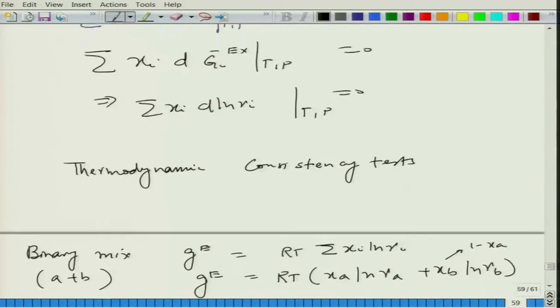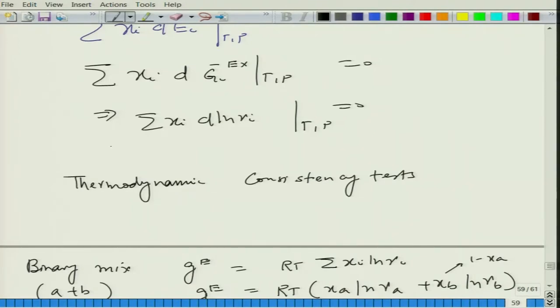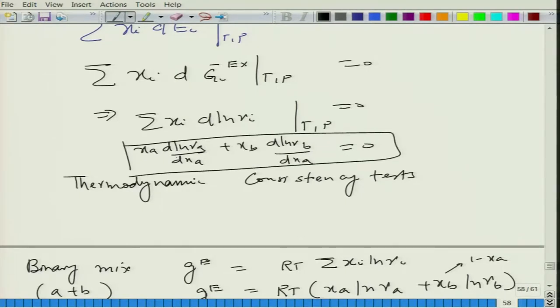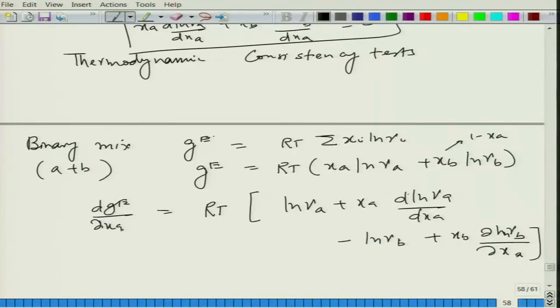Now, this term here tells you the following: if you take this and differentiate with respect to x_A for the binary mixture, this would mean x_A d ln gamma_A by dx_B plus x_B d ln gamma_B by dx_B. So, if you take just a differentiation with respect to x_B, you are going to get this expression like this. Similarly, if you do the same thing for B, you are going to get another expression, but it will be d ln gamma_A divided by dx_B. Now, with this information, this term has to go to 0, right? And what remains is the following: RT ln gamma_A minus RT ln gamma_B, right?